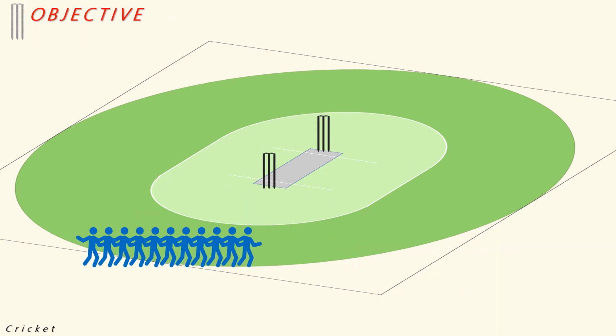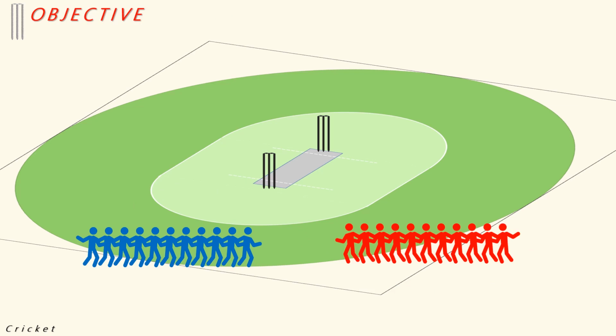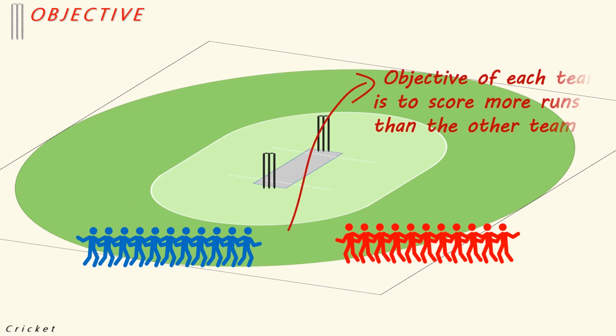A cricket game is between 2 teams of 11 players each. Each team is directed by its captain. The team which scores more runs wins. Therefore, the objective of each team is to score more runs than the other team.